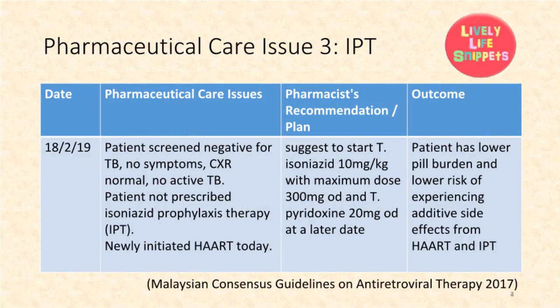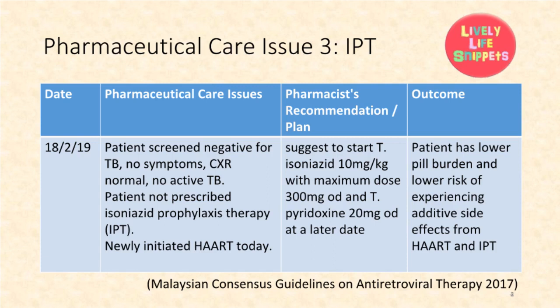The third issue is Isoniazid prophylaxis therapy, IPT. Malaysian Consensus Guidelines on Antiretroviral Therapy 2017 recommends that Isoniazid prophylaxis therapy for 6 months should be offered to all HIV patients once active tuberculosis has been ruled out. Isoniazid prophylaxis therapy can reduce overall TB risk by 33%. Our patient was screened negative for tuberculosis, no symptoms, chest X-ray normal and did not have active tuberculosis. Patient was not prescribed Isoniazid prophylaxis therapy and newly initiated HAART today.